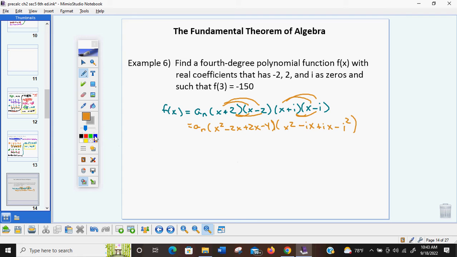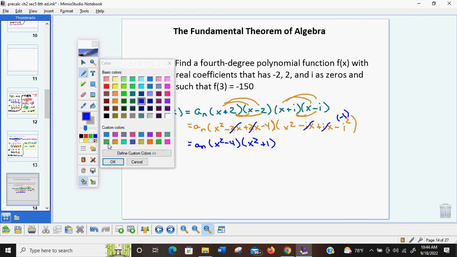Okay, let's pretty this up a little bit. These cancel, and we know that these will cancel out. So now I've got a sub n times x squared minus 4, and then x squared. Okay, let's talk about this one a minute. Remember that i squared is -1. Anytime you see an i squared, it's -1. And anytime you have minus -1, that makes that a plus 1. Okay, so let's FOIL this out one more time.